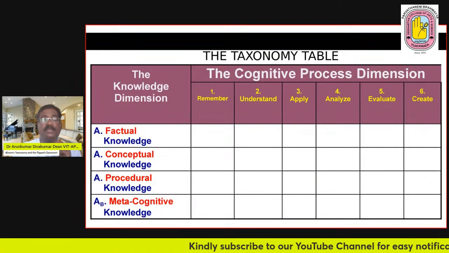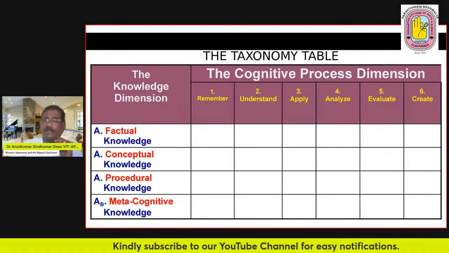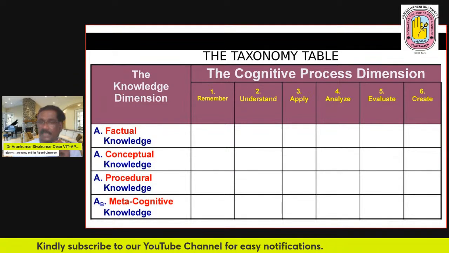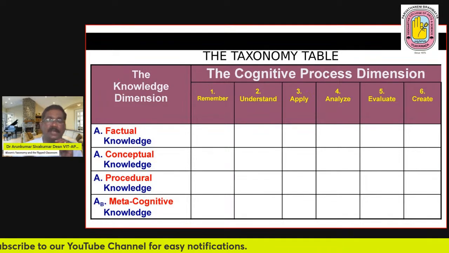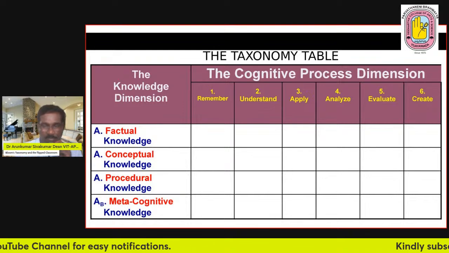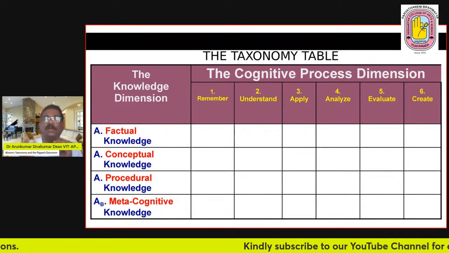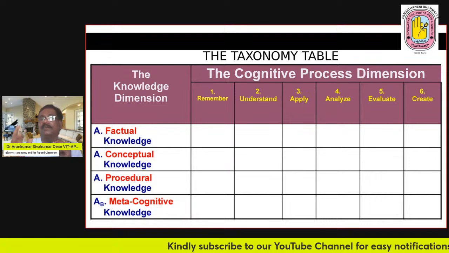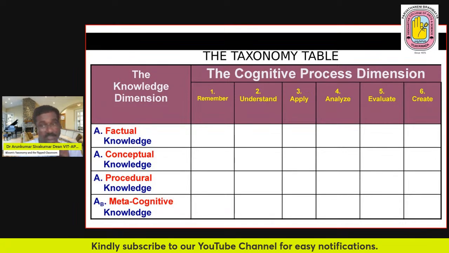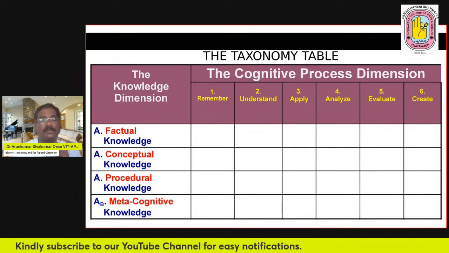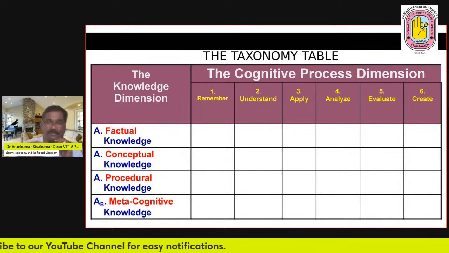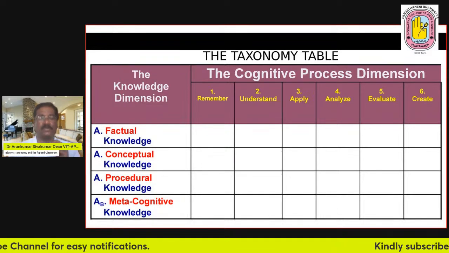Then only, if you look at the taxonomy table here, the cognitive process dimension: remembering, understanding, remember about the flipped classroom, which is happening before the classroom; during the classroom, apply, analyze; after the classroom, evaluate and creation happens. So what are the knowledge dimensions here? Let's look at the knowledge dimensions.